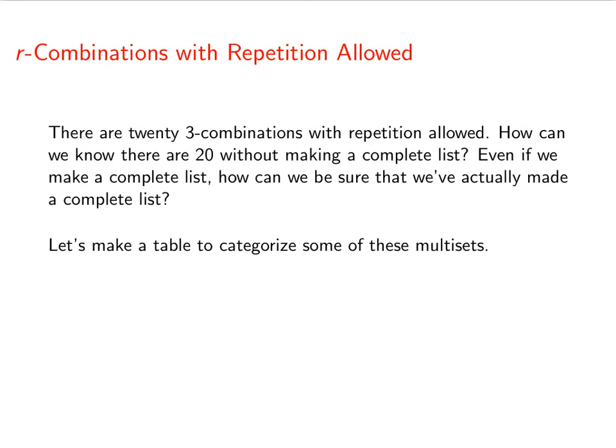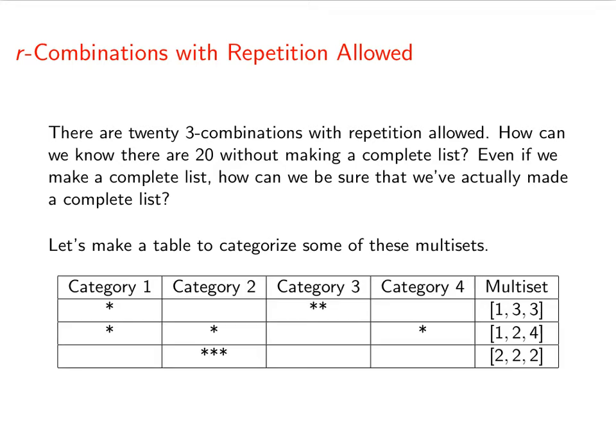All right, let's make a table to categorize some of these multisets. Okay, so the multiset 1, 3, 3, I'll just put a star in category 1 and a couple of stars in category 3. The multiset 1, 2, 4, I'll just put 1 star in category 1, 2, and 4. What about the multiset 2, 2, 2? I'll just throw down 3 stars in category 2.